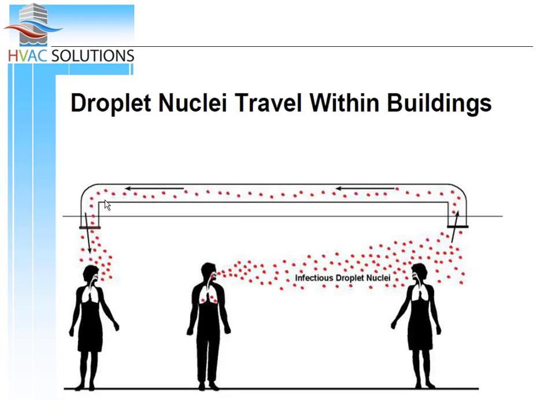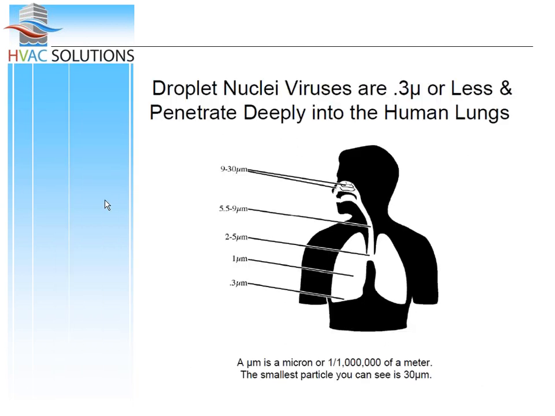So what does that mean? That means you don't have to worry about it just on the other side of the room, but you have to worry about it on the other side of the building, because these are small enough to get picked up through the return and placed into other parts of the building. The problem with these smaller droplets is that because they are so small, they're able to make their way into the deepest parts of the lungs and eventually make you sick.